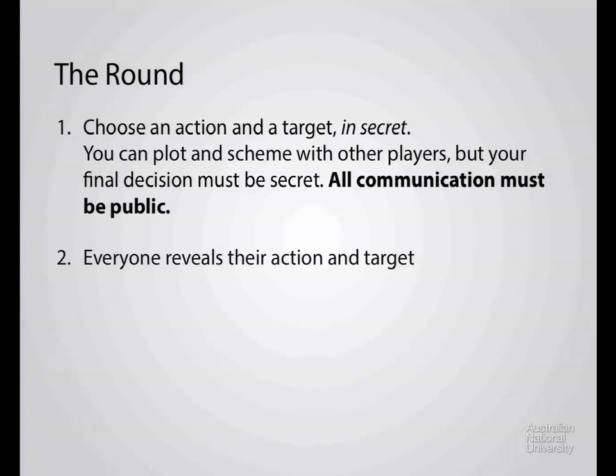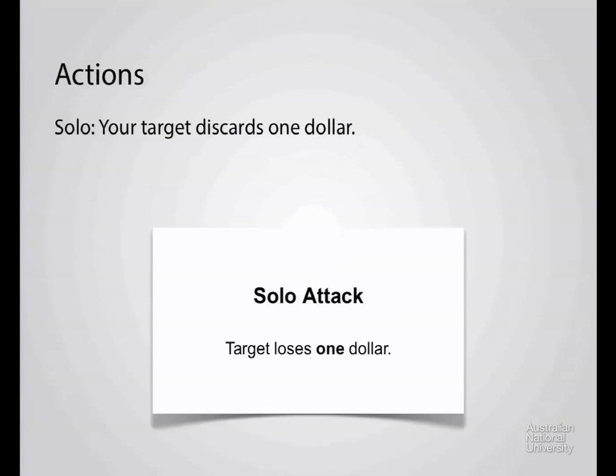Then everybody at the same time reveals their action and target cards. So you pick your cards out and then you count to 3 and flip all at the same time. Then actions get resolved. So let's talk about the actions. The first action to talk about is the solo attack card. Now the solo attack card is very simple. Your target loses $1. One self-esteem point, one token, one chip.